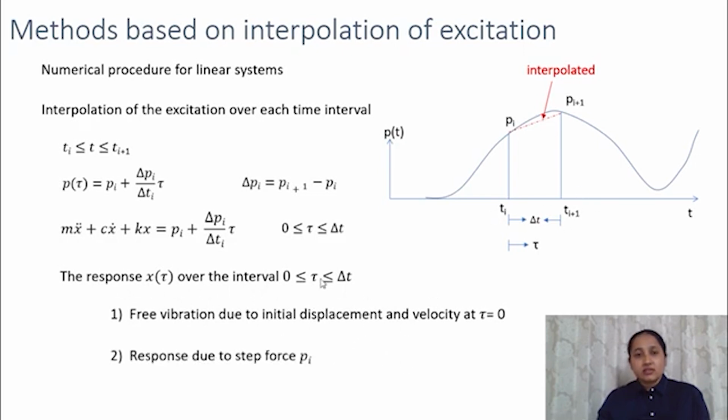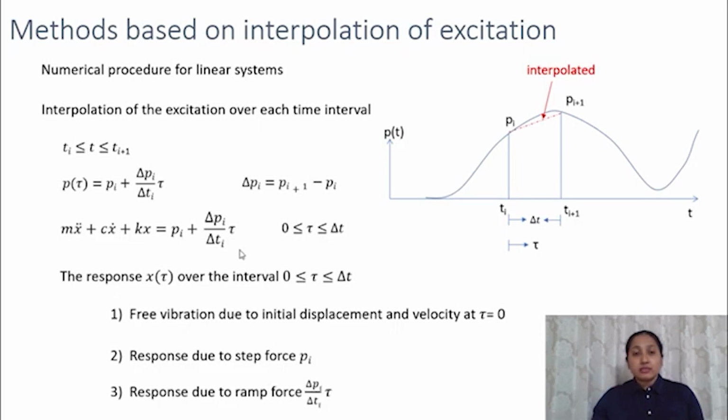And then there will be response due to a step force equal to Pi. So the force in this interval is equal to Pi plus delta Pi by delta Ti tau. So there will be vibration due to this step force Pi. So that is the response due to step force Pi plus the response due to this ramp force, that is this delta Pi by delta Ti tau. So the total response during this interval will be the sum of these three.